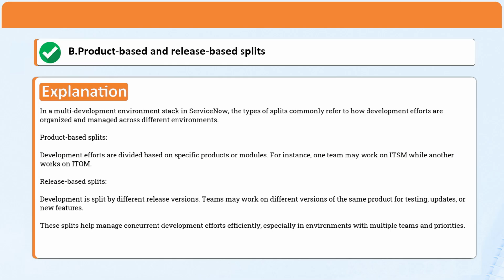Explanation. In a multi-development environment stack in ServiceNow, the types of splits commonly refer to how development efforts are organized and managed across different environments. Product-based splits. Development efforts are divided based on specific products or modules. For instance, one team may work on ITSM while another works on ITOM. Release-based splits. Development is split by different release versions. Teams may work on different versions of the same product for testing, updates, or new features. These splits help manage concurrent development efforts efficiently, especially in environments with multiple teams and priorities.